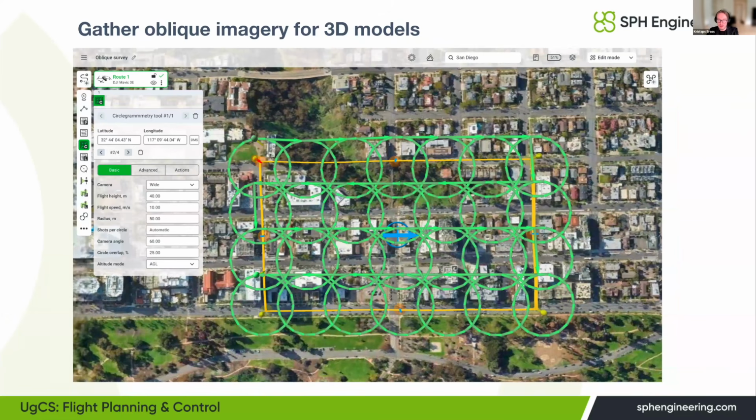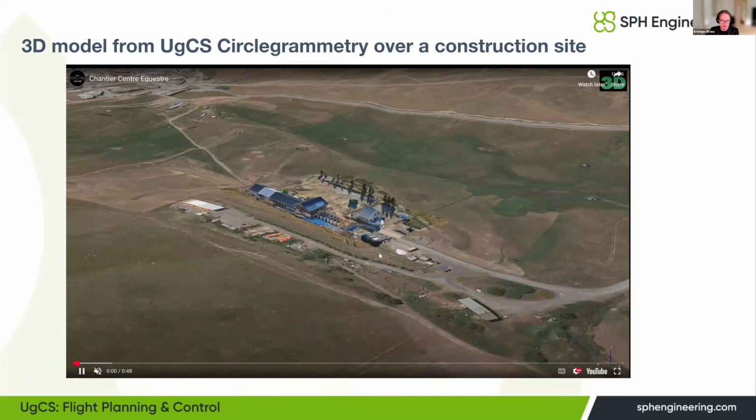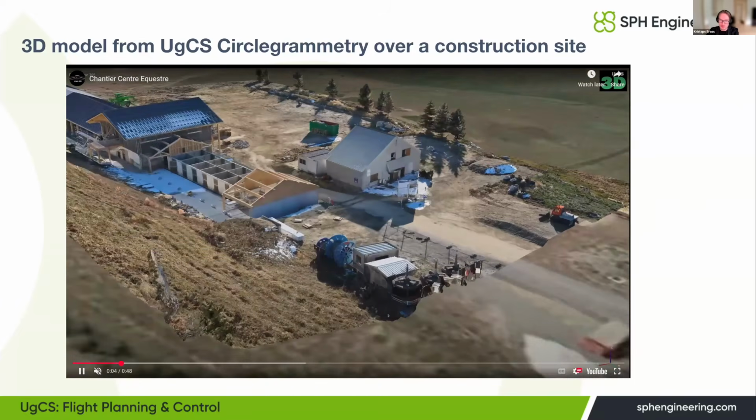Also in GCS, you can plan circle-grammetry missions. This will be one of the topics for today that I'll be showing. So how can you do this exactly? This allows you to create 3D models from oblique imagery. Here's just one example of such a mission. This is a short video from one of our customers in France that was sent to me and published on YouTube. This dataset was gathered over a construction site using circle-grammetry.